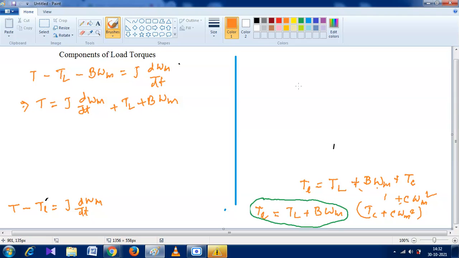So now the fundamental torque equation becomes T is equal to J d by dt of omega m plus TL plus B omega m. Now tell me, what is actually TL? What is the name of capital TL?